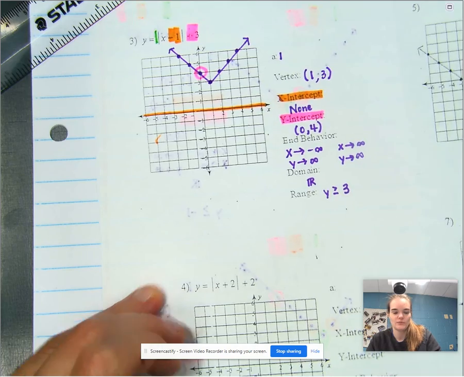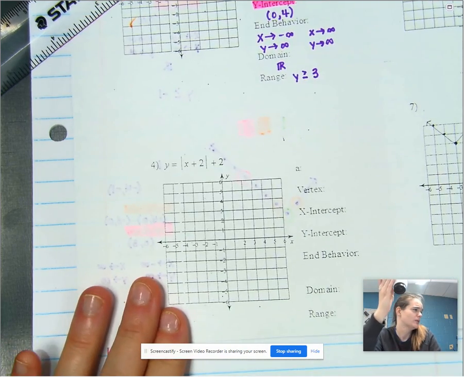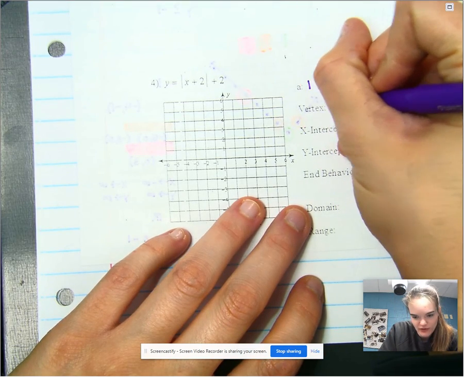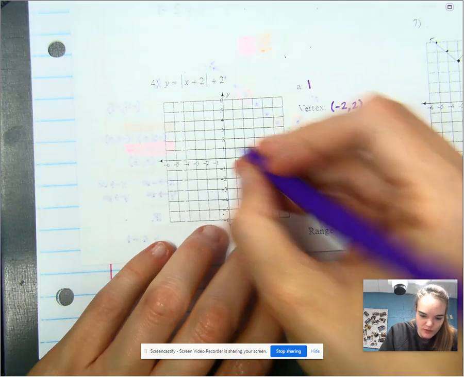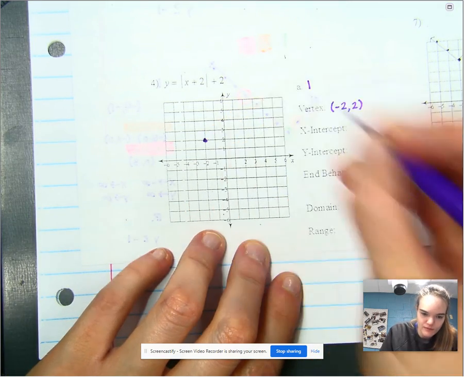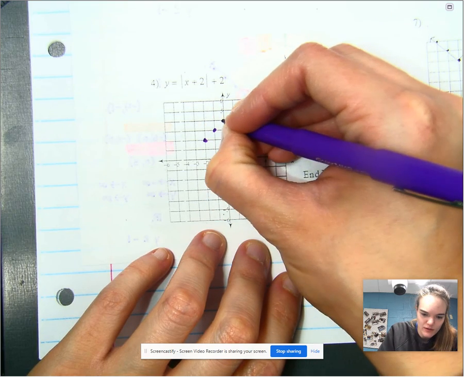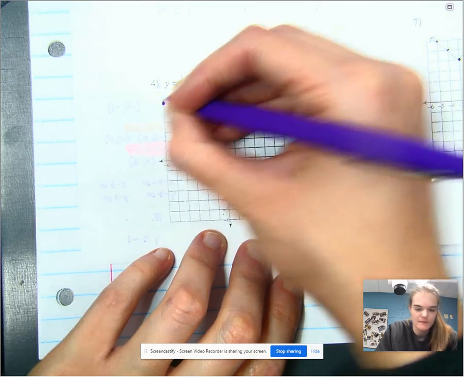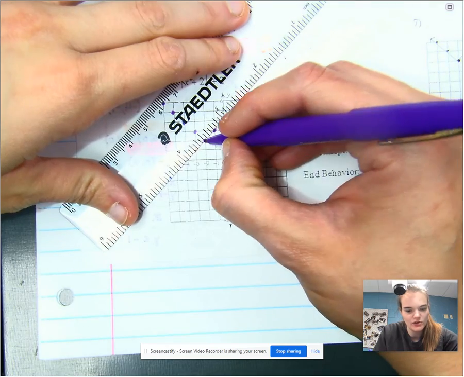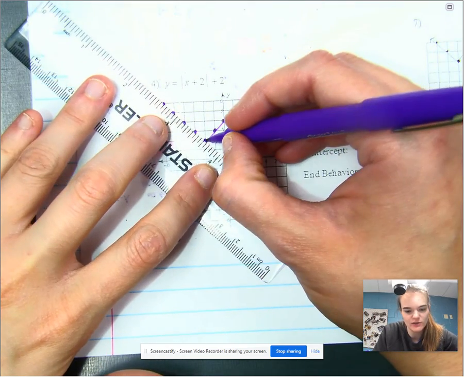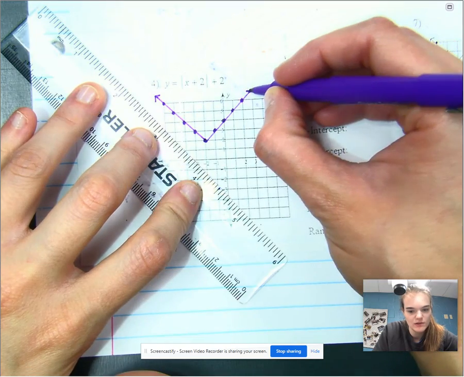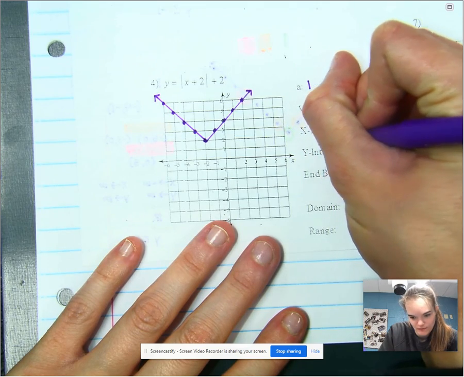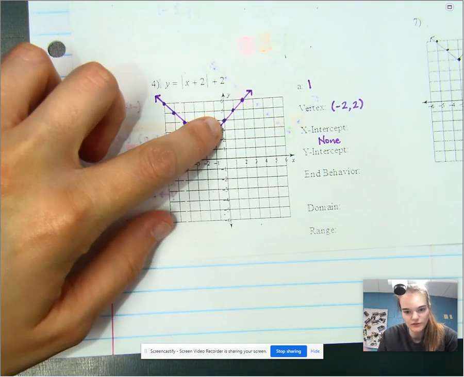Okay, you should have paused it to do number 4. If you haven't, pause now and do number 4. A is still 1. The vertex is -2, 2. So -2, 2, up 1 over 1. Go back to the vertex and go up 1 over 1. This doesn't cross the x-axis, which means it's not going to have an x-intercept. So none. The y-intercept, it crosses at 4.